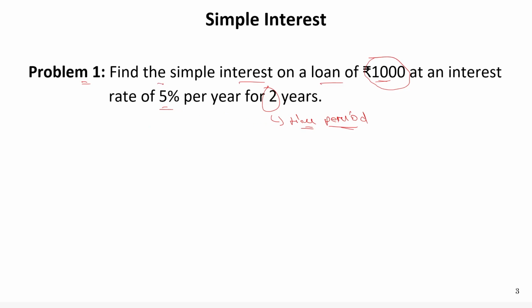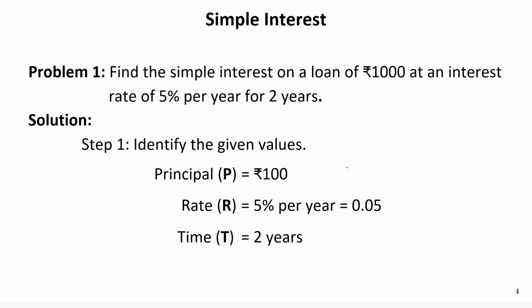We already know the formula for simple interest, that is P into R into T by 100, when R is in percentage, not in decimal form. So it is 5. This implies that it is equal to 1000 into 5 into 2 by 100. We can cancel out 2 zeros from here, so we are left with 10 into 10, which is equal to 100. So 100 must be the simple interest.